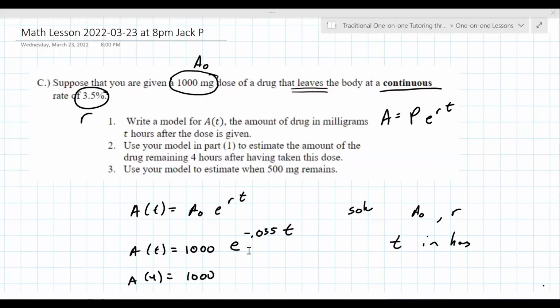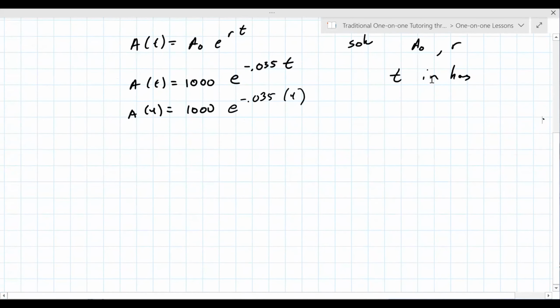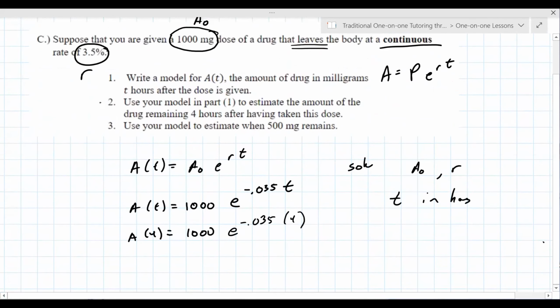So this is a calculator problem. You're just putting this into the calculator. Fair enough. And that's it. Do you want me to get that number for you? There's no need for that. I just want to know how you do number 3.